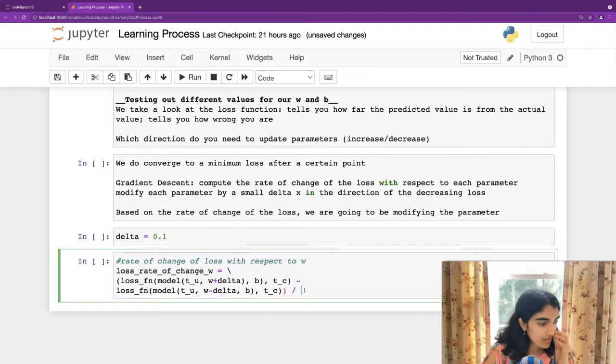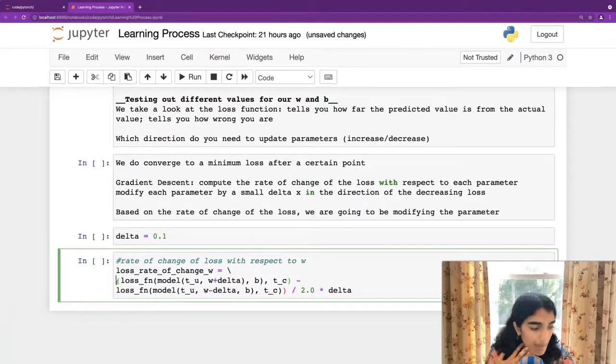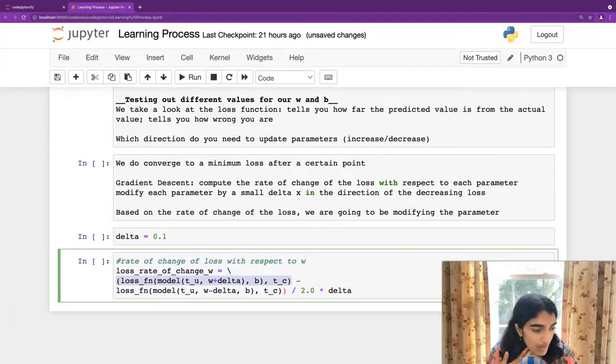That's strange. One second. Okay, where did this parentheses go wrong? Okay, loss function. So first we're just taking a look at this. So the loss function model tu, this w delta is not supposed to be like that. And like that. Okay, I think that's it.